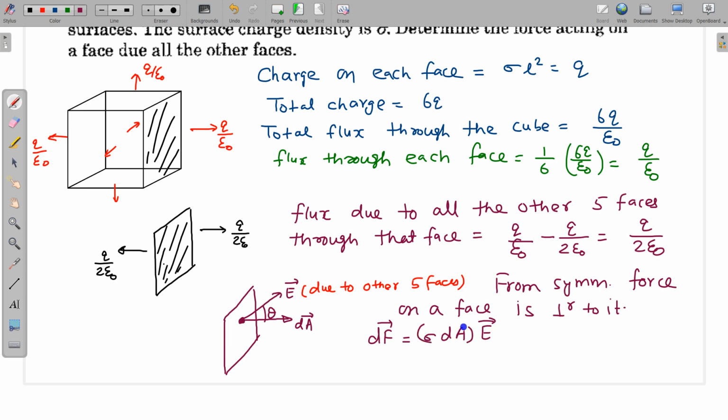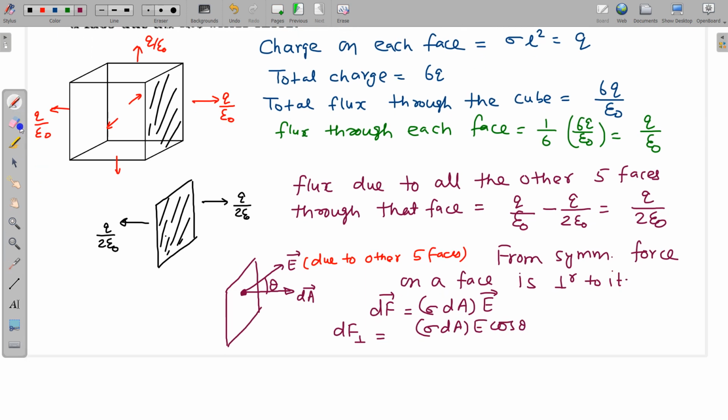So this is the force on a small element, and we have to integrate the normal component of this force only, and the normal component will be the cos theta component. So dF perpendicular, which is perpendicular to the surface, is equal to sigma dA E cos theta. So this is the force which is perpendicular to the surface, and let us just integrate this force only. So net force will be perpendicular. This will give the net force on this face, and we can write it like this.